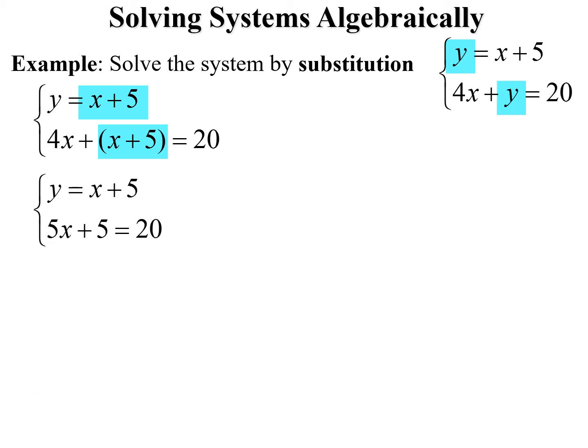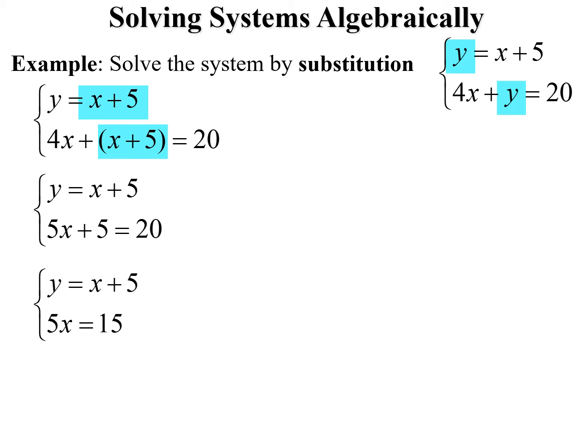So my first equation remains y equals x plus 5. My second equation, I'm going to combine like terms. 4x plus x is equal to 5x. So I get 5x plus 5 equals 20. Now I'm going to solve for x with that second equation. So I'm going to subtract 5 from both sides. My first equation stays the same, y equals x plus 5. My second equation becomes 5x equals 15 once I subtract 5 from both sides.